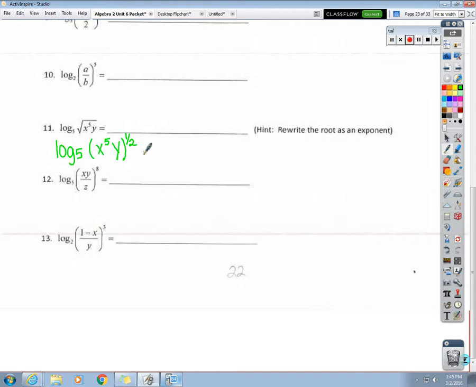Okay, so now, isn't that basically saying that the x to the 5th power is raised to the 1/2 and the y is raised to the 1/2? So what happens right here with a power to a power? X to the 5/2. You multiply a power to a power. So that x to the 5th, all raised to the 1/2, becomes x to the 5/2. Y'all remember that? Okay, so now we're ready. We have an x and a y that are being multiplied. So we write log base 5 twice.